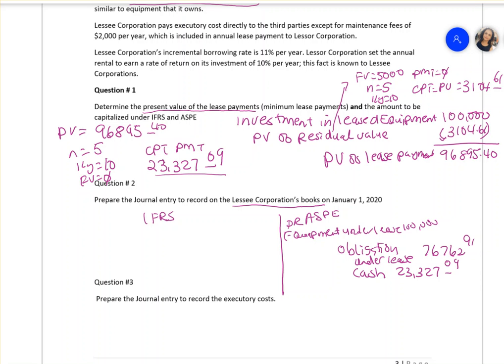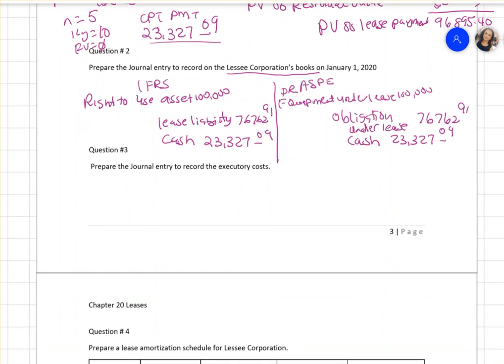Then under IFRS, we're going to do the same thing. We have a right-of-use asset, which will be your 100,000. Then we have a lease liability, which is going to be 76,762.91, and we made the first payment when we signed the lease, which is your 23,327.09. Now we're going to go forward.